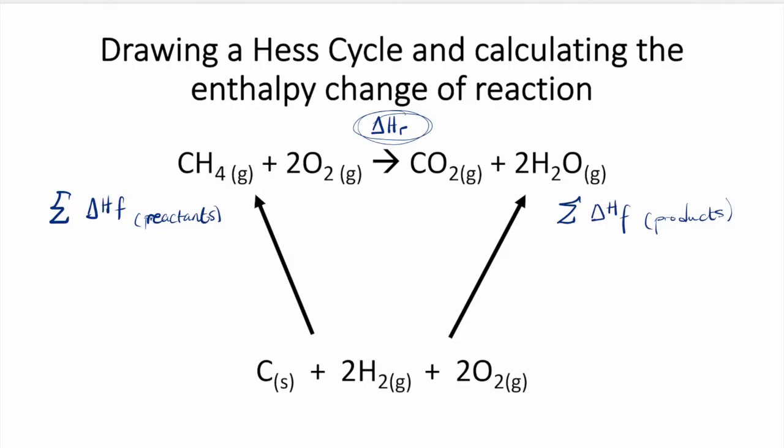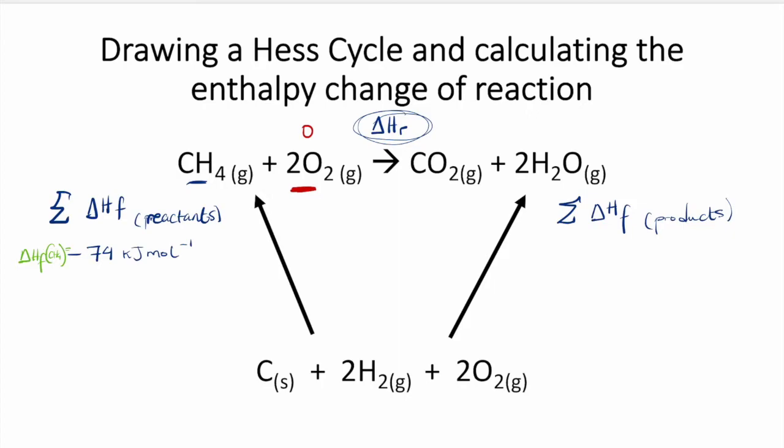So the enthalpy change of formation for methane is equal to minus 74 kilojoule per mole. So that is delta HF of CH4, equal to that. One thing we need to keep in mind is that the enthalpy change of formation of any element, for example oxygen, is equal to 0. So we only care about the enthalpy change of formation of methane.